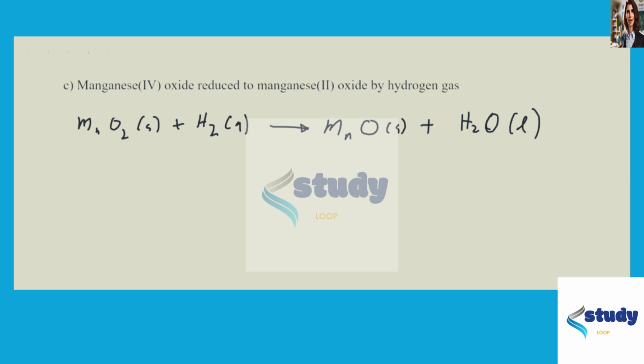So we just had to be able to identify what the oxidized form of hydrogen was going to be in order to balance this reaction. So this is sort of the key component for this one.